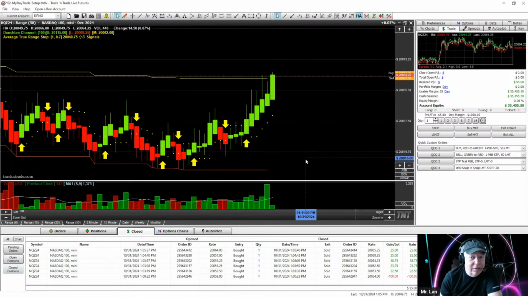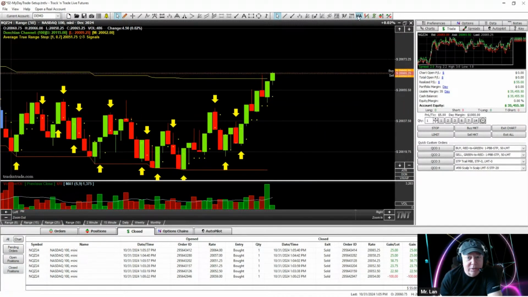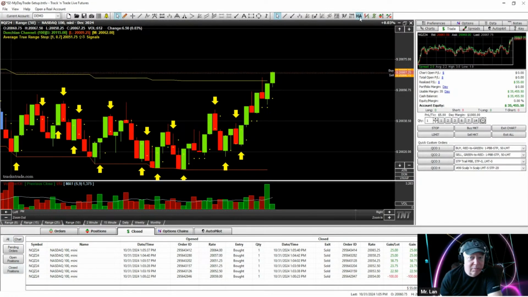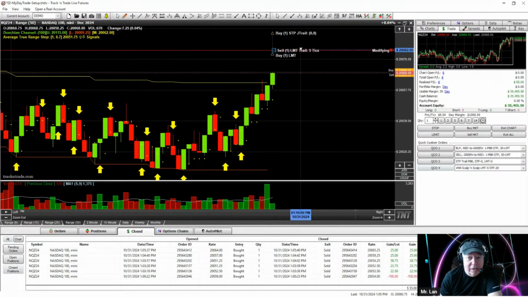Now, what have we got here on the charts? First thing you need to know is we're using Heikin-Ashi. So these are Heikin-Ashi bars. You don't necessarily have to use Heikin-Ashi bars. I just like them. For this strategy, you can use something else. You can use just a standard.